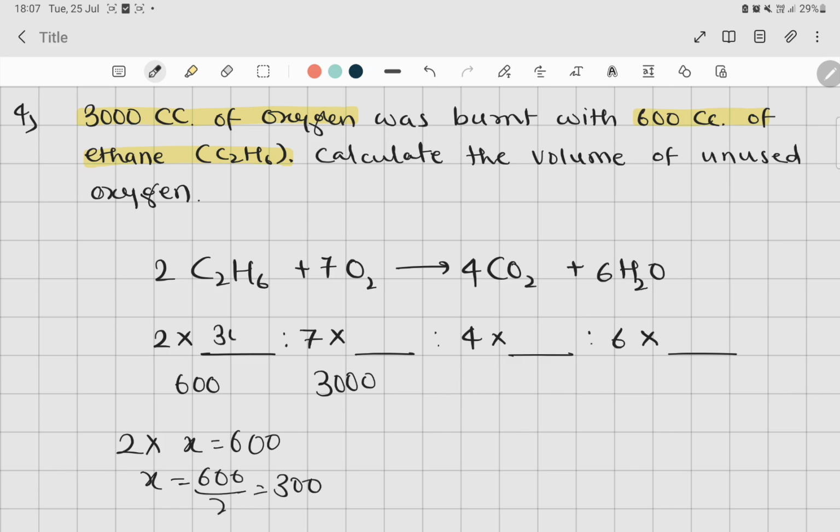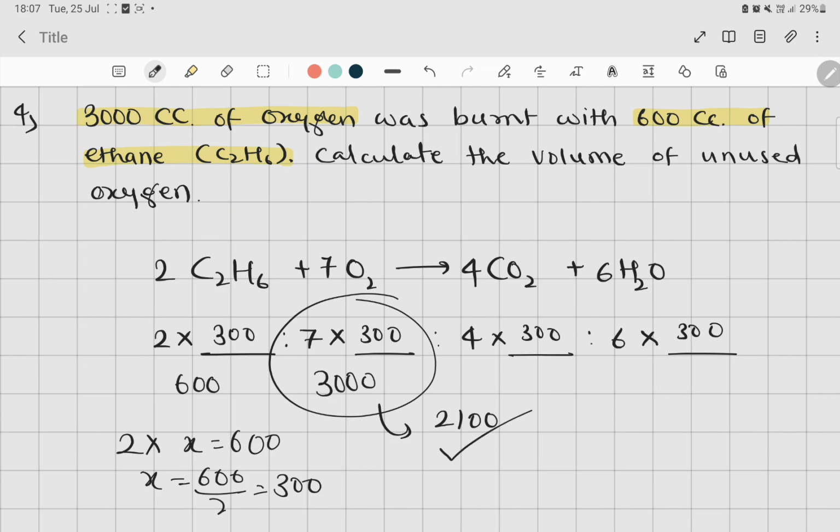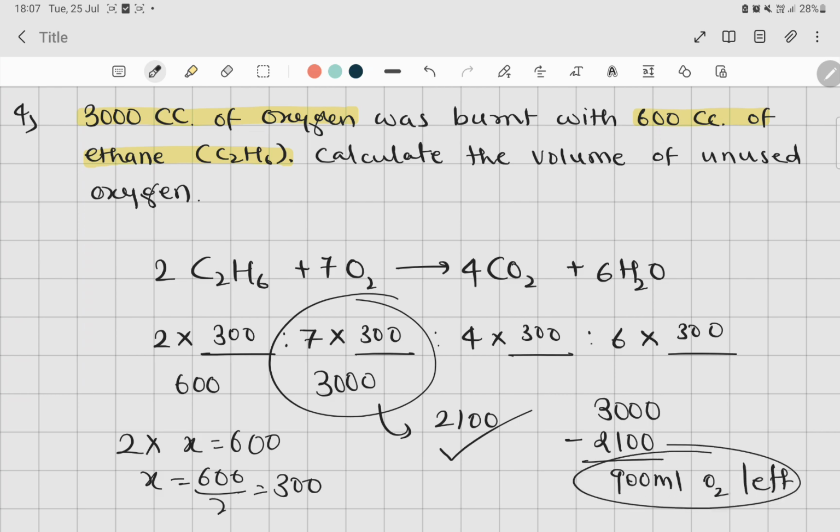So if I put 300 over here, here, and here, then the volume of oxygen required for the complete combustion of ethane will be 7 into 300, which is 2100. Which is possible, as our total volume of oxygen is 3000, and out of 3000 we are using only 2100. That means 900 ml of oxygen is left. So we have oxygen in excess.